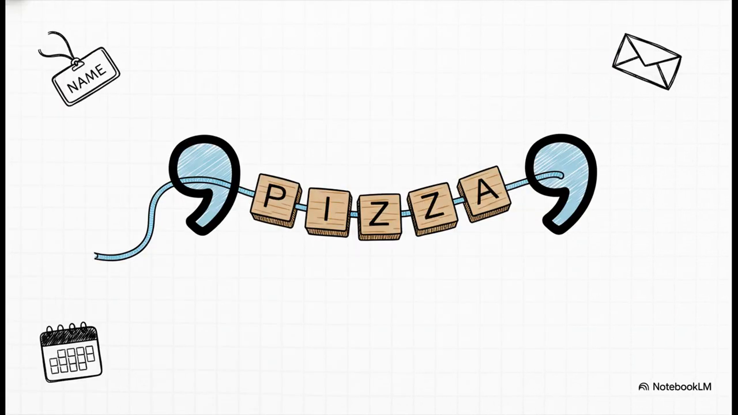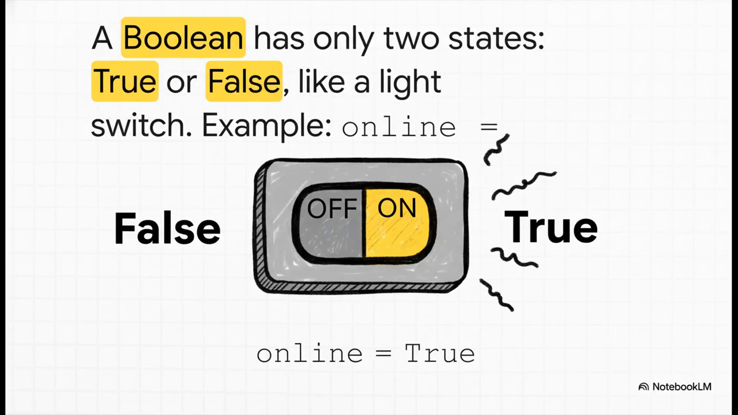Then we have strings. This one's easy. A string is basically just text. Anything at all that you put inside quotation marks, a person's name, a username, an email address, Python sees that as a string.